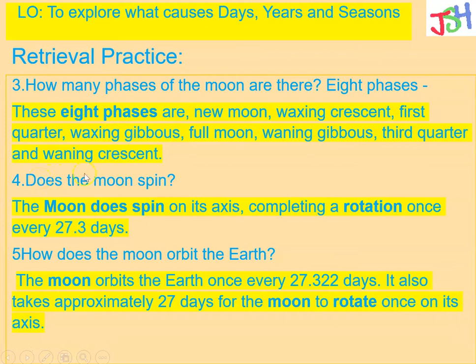Question 4. Does the moon spin? Yes, the moon does spin on its axis, completing a rotation once every 27.3 days. Question 5. How does the moon orbit the earth? So the moon orbits the earth once every 27.3 days. It also takes approximately 27 days for the moon to rotate on its axis.